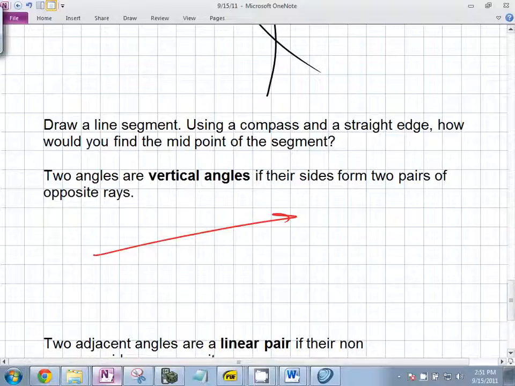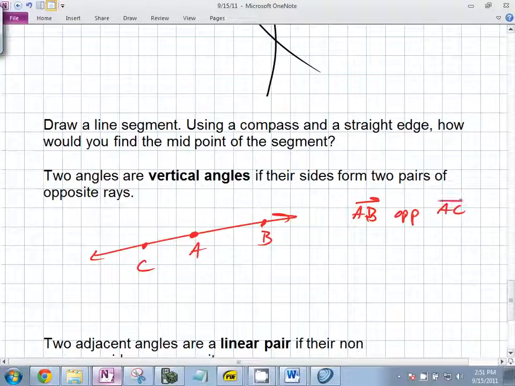So if that's A and this is B and this is C, AB is a ray and it's opposite to AC. Exactly. So two angles are vertical angles if their sides form pairs of opposite rays. Let's just think about this really carefully.